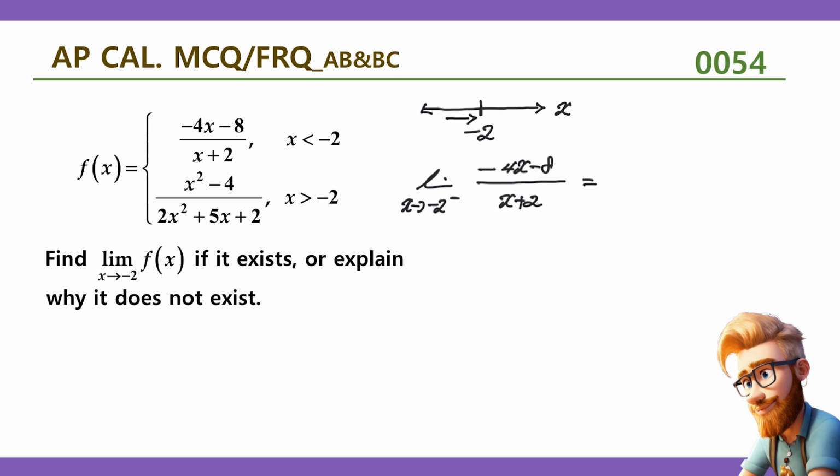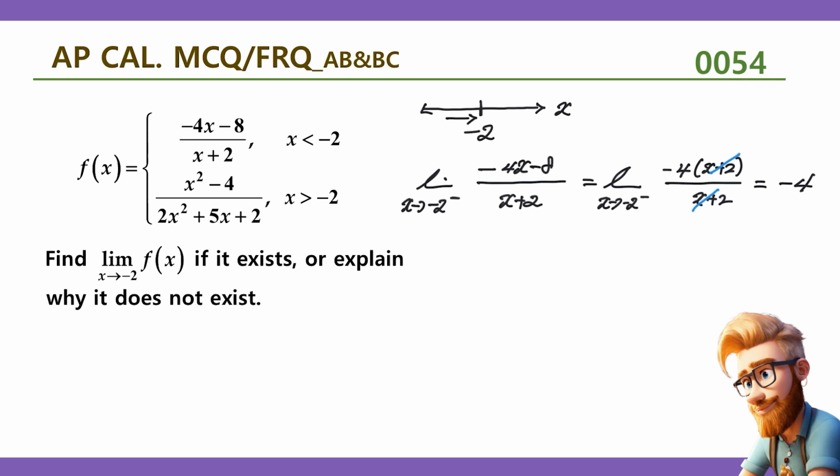So that is equal to the limit as x approaches -2 from the left-hand side. If we factor this, that's -4 times x plus 2, and we have x plus 2 here. So we can cancel this factor right here. So that's going to be equal to just -4, right? So the left-hand limit of this function f of x is equal to -4.